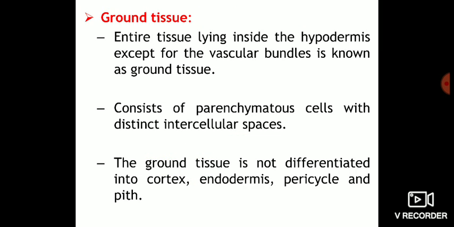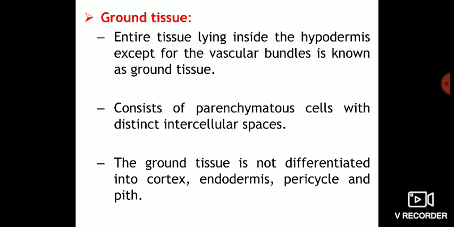Then the ground tissue. The whole tissue system which lies inside the hypodermis, except the vascular bundles, it constitutes the ground tissue. Or you can simply say the whole tissues which lie inside the hypodermis, they form the ground tissue. And in case of monocot stems, the ground tissue is uniform throughout. It is not differentiated into cortex, endodermis, pericycle, and pith as is found in case of dicots.